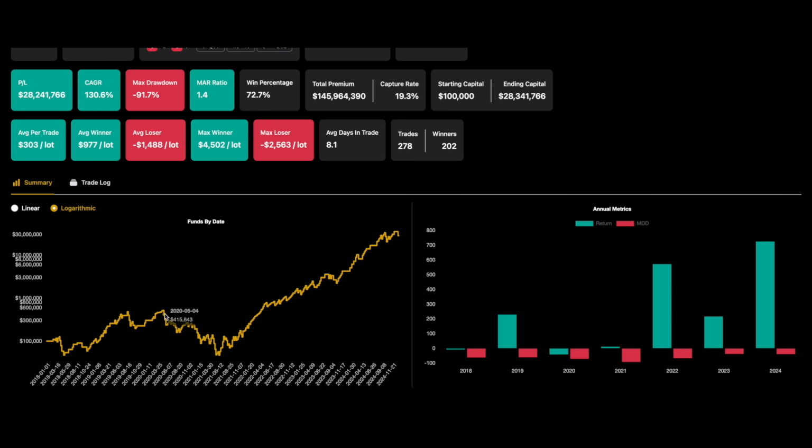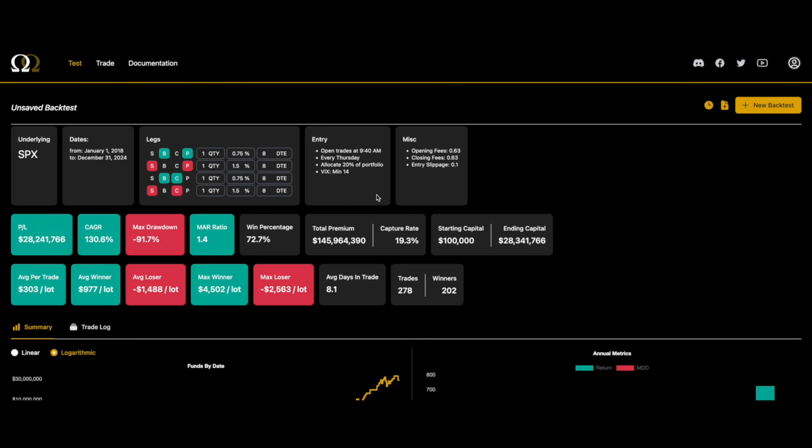I'm guessing this is probably the drawdown here. This is 90%, 1/10 of what it was. Most people I know would not trade that. But with an 8 DTE RIC, a VIX range might be interesting.